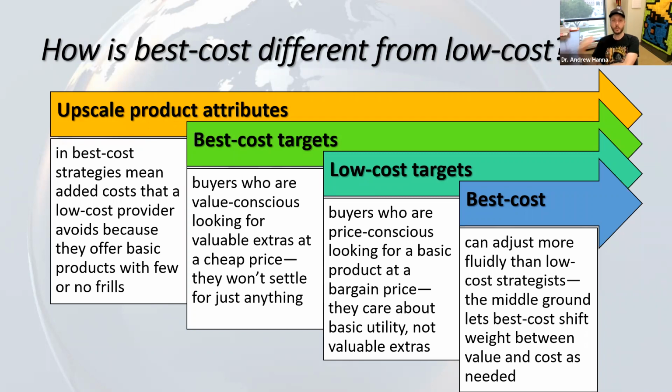So the big way that we differentiate best cost from low cost provider strategies is that we try to adjust more fluidly than our low cost strategists. This is a middle ground where we're still offering something of value, but we're not offering it at a really high price. That is the big difference: the quality of the product is taken into consideration when we look at best cost strategies, because with best cost, the question is how do we offer better quality items at the best rate, not necessarily just offering something to get the job done at the lowest possible cost.